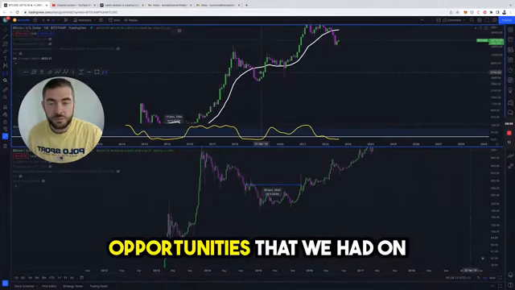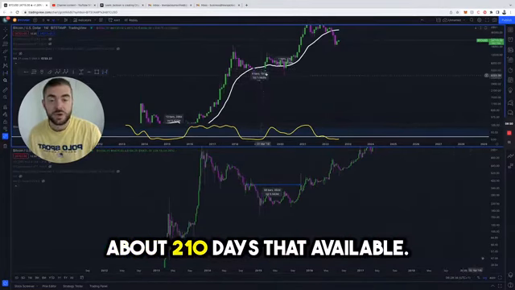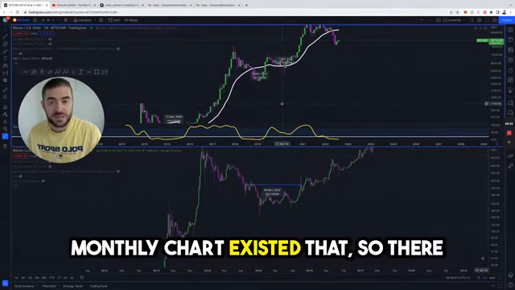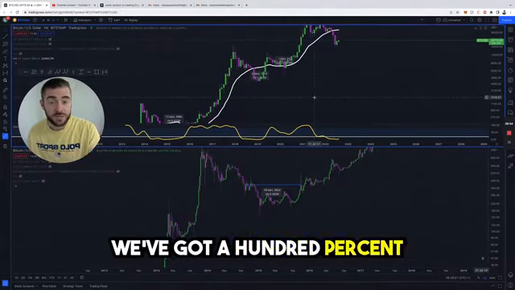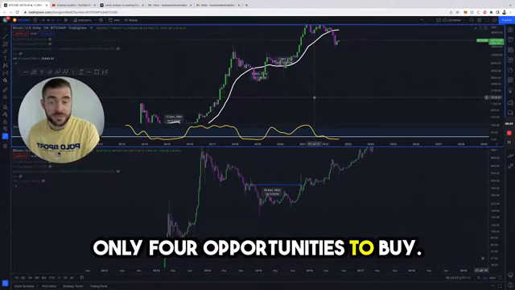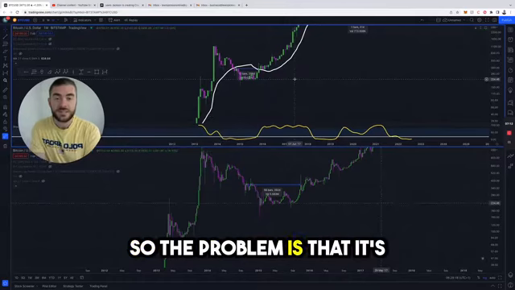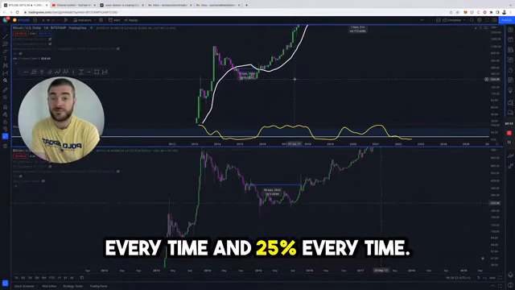If we now move over to the opportunities that we had on the monthly chart in 2018, about 210 days there available. How many red candles on the monthly chart existed there? So there was 1, 2, 3, and a 4th red candle. And that's quite easy maths because you've got 100% of your capital and there were only 4 opportunities to buy. So every time there's a red candle, you allocate 25%.